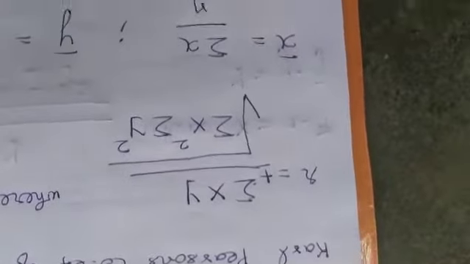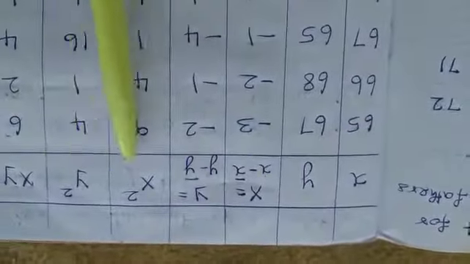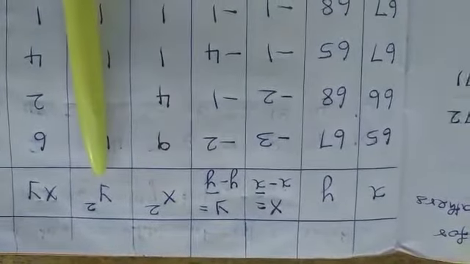So now looking into the formula, you have to find X squared, Y squared. So we have found out capital X and capital Y. In the next two columns, I have found out X squared and Y squared.